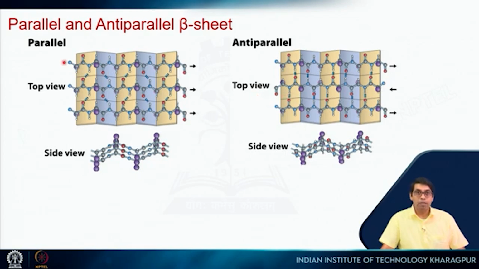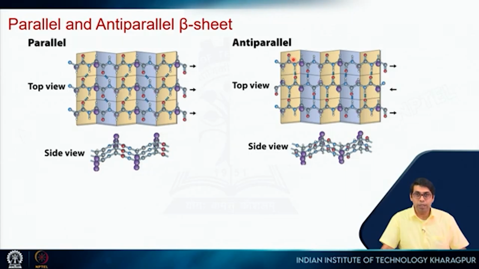They can be parallel, where all the strands have the same orientation: N terminus on the left hand side, C terminus on the right hand side, N terminus on the left hand side, C terminus on the right hand side. Or they can be anti-parallel: N terminus here, C terminus here, now N terminus here, C terminus here. They all form hydrogen bonds, but the pattern of the hydrogen bonds is slightly different.